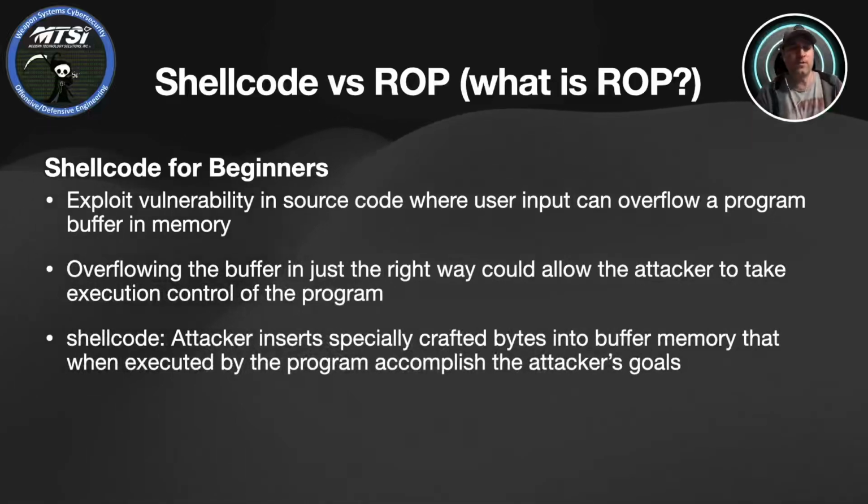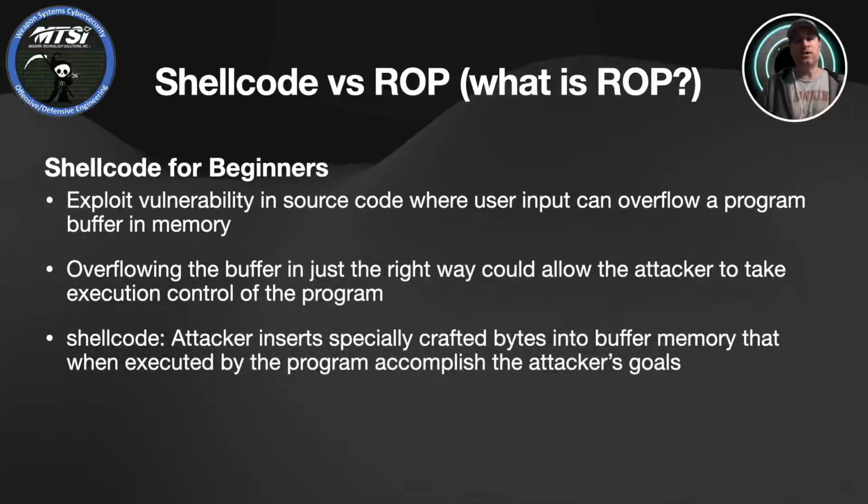a very precise way. The attacker inserts specially crafted bytes, so it's not just any bytes they throw into this buffer. They have to put in very specially crafted bytes that when they're executed by the program, they achieve whatever goals the attacker has. In our case, we're looking at a reverse shell. Many other types of attacker goals, but again, maybe you want to crash the program, but maybe you don't. Maybe you want to do something very specific. So shellcode is very, very precise ordering of specific bytes to achieve this goal.